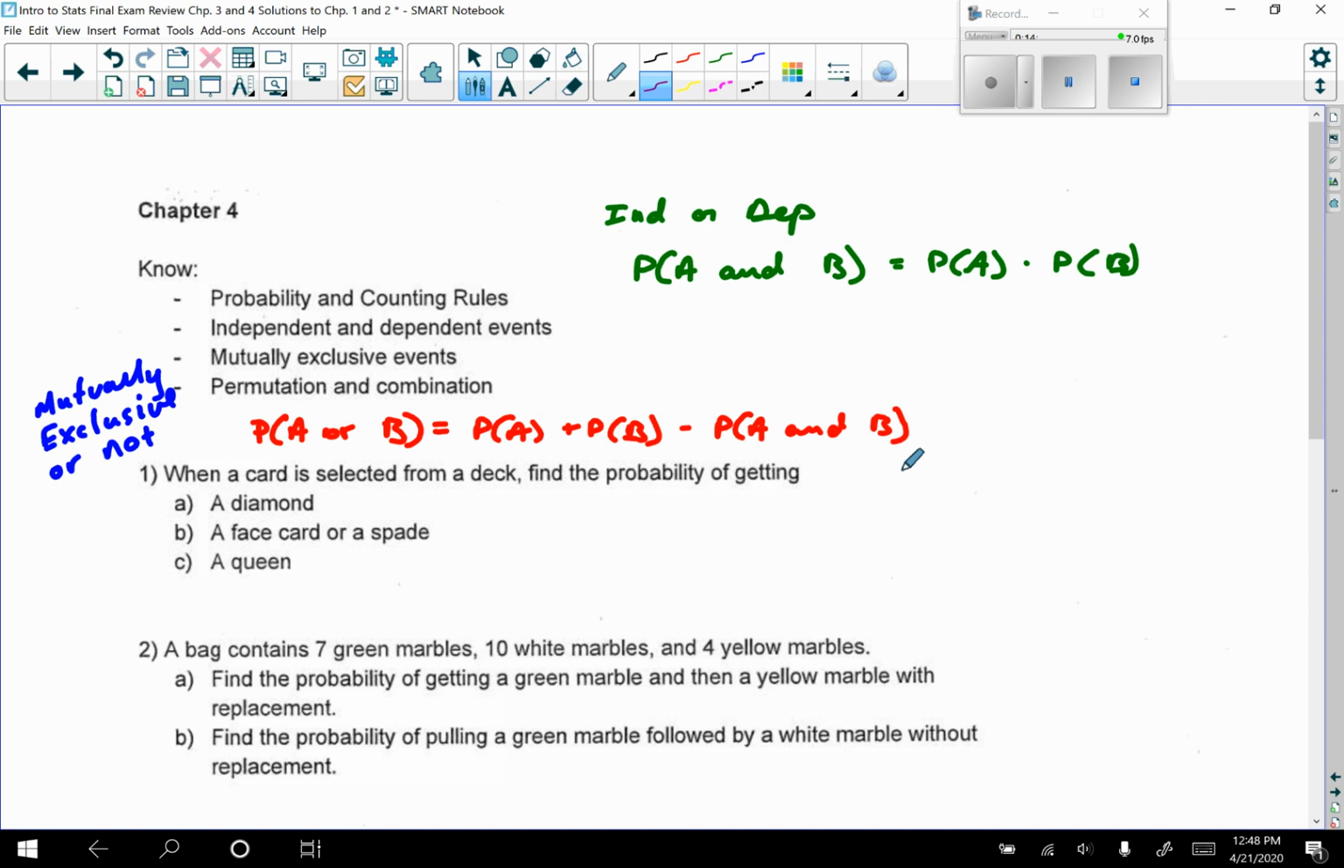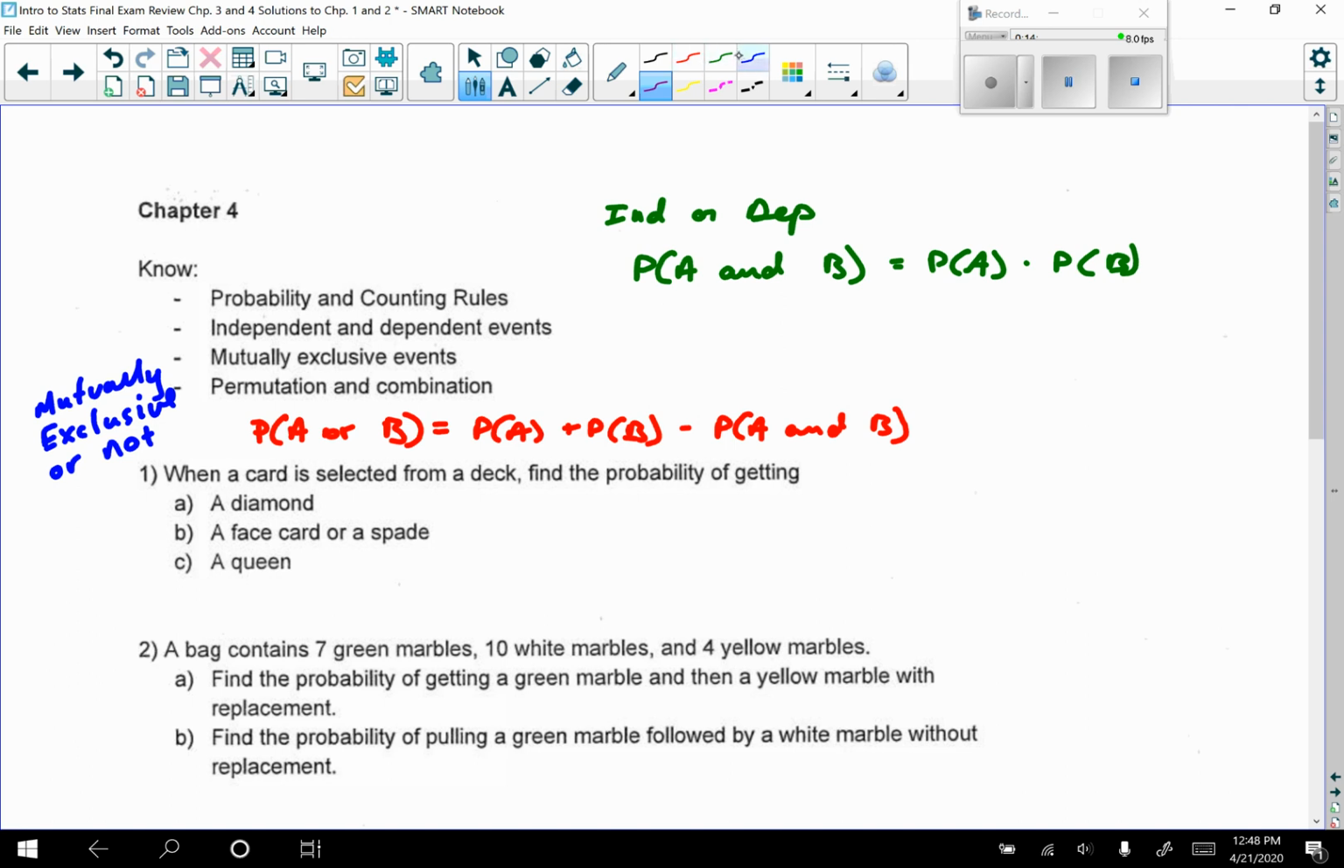When we're looking at the probability of A and B, this shows that we're maybe flipping or taking 2 cards or rolling 2 dice. So it's more than one event, but are they independent or dependent of each other? This is usually with replacement or without replacement, those types of problems. So the probability of A and B is equal to the probability of A times the probability of B.